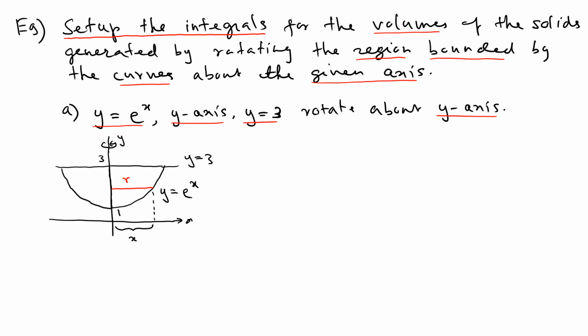This is the x coordinate, so that means we have to solve for that. So it's y equals e^x, so we have to solve for x. So x equals, this is e^x, so that means ln y. So that's what you get.